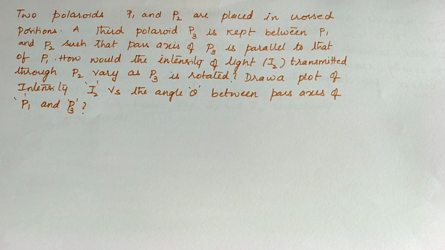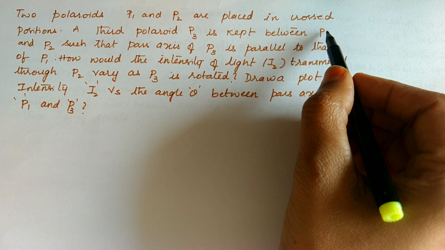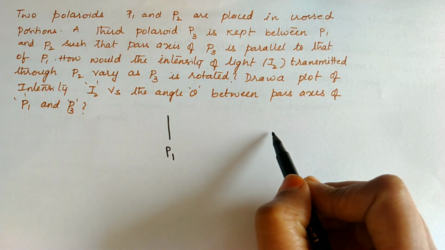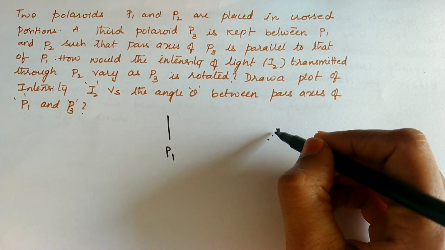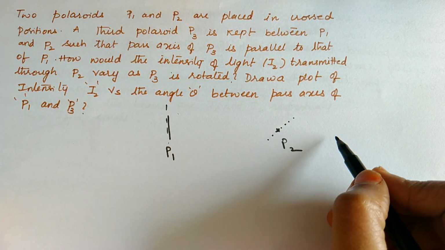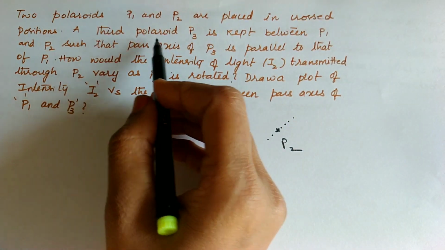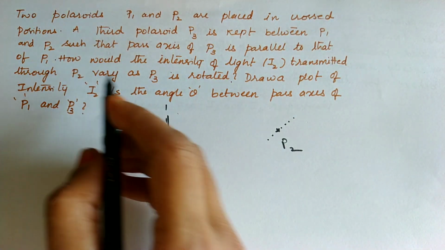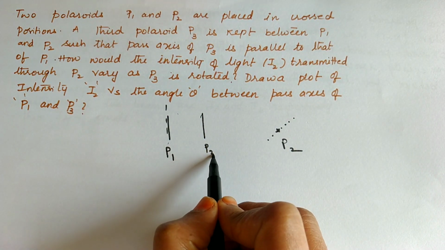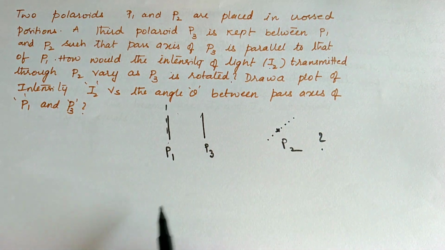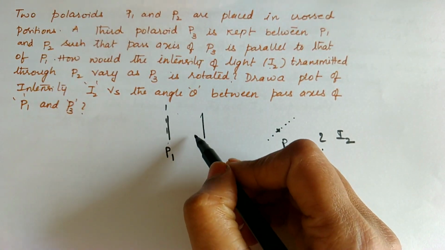Okay, one more question related to Malus's law. Two polaroids P1 and P2 are placed in crossed position. Just now I told you crossed position in the sense they are perpendicular to each other. Axes are perpendicular. If this is P1, P2 is actually into the plane of the paper. The angle between the axis of P1 and the axis of P2 is 90. Now what are we doing? A third polaroid P3 is kept between P1 and P2 such that the axis of P3 is initially parallel to P1. So this is P3. How would the intensity of light I2 transmitted through P2, we want how is this I2 changing by rotating this P3.